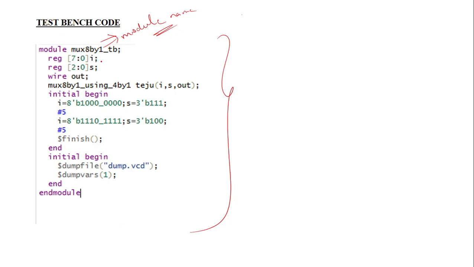So 8 by 1 underscore TB. What are our inputs? Here the inputs are represented in reg data type, and the outputs are in wire data type. We have to instance the design code in the test bench code, so follow the design code module name, followed by the instance name.